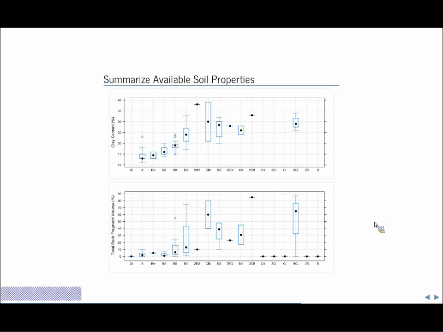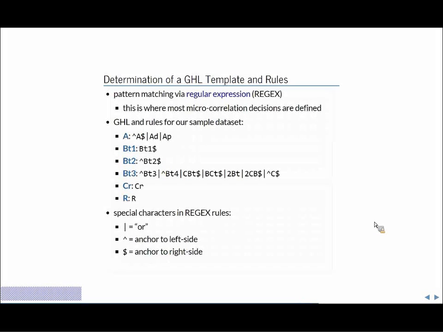Okay, so once we've reviewed our data, our OSD, and any accessory information, it's time to come up with a set of rules using something called regular expressions that we can use to associate a series of existing horizon designations with one of our new generalized horizon labels. These regular expression patterns look a little bit complicated, but with a little bit of practice, it's a very powerful way to match a whole suite of horizon designations and assign them to a single generalized horizon label.